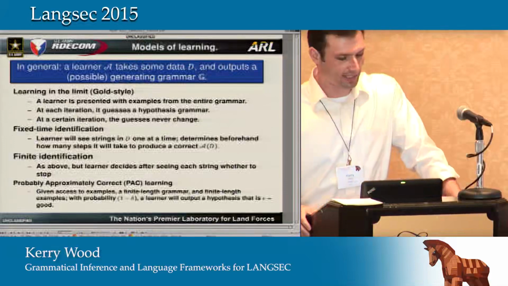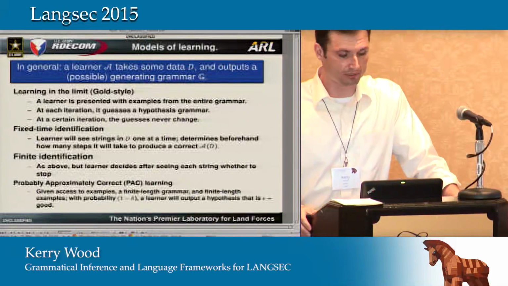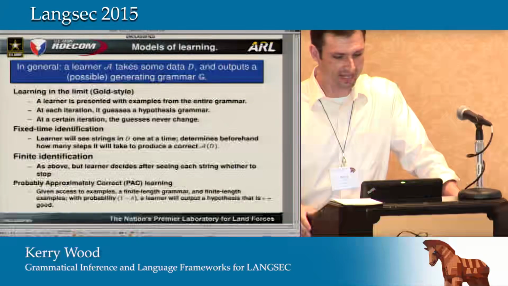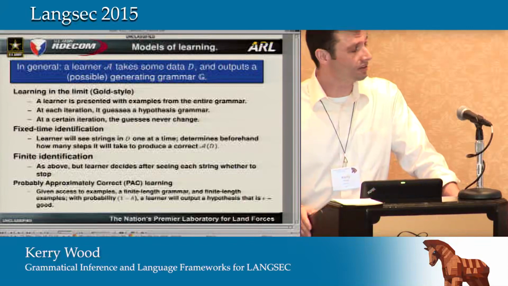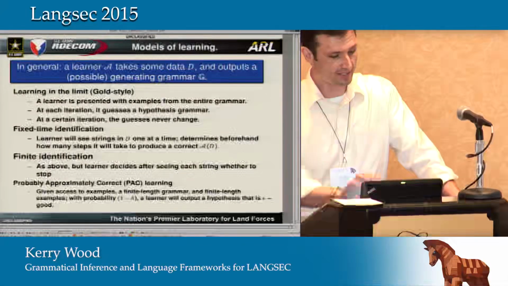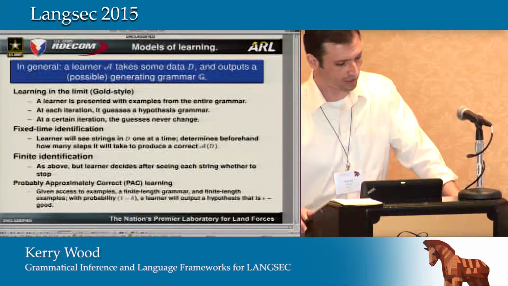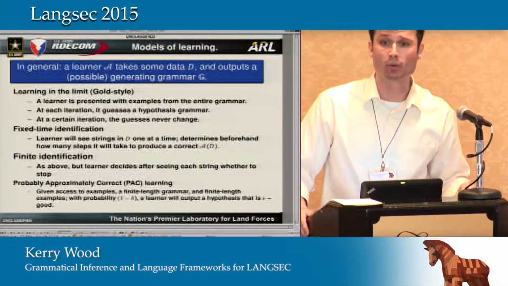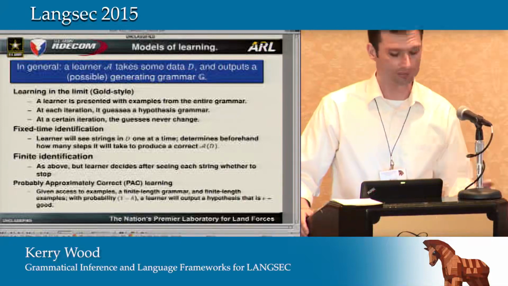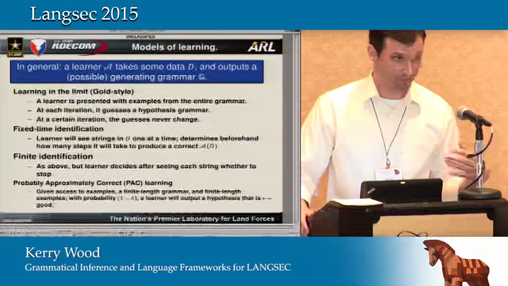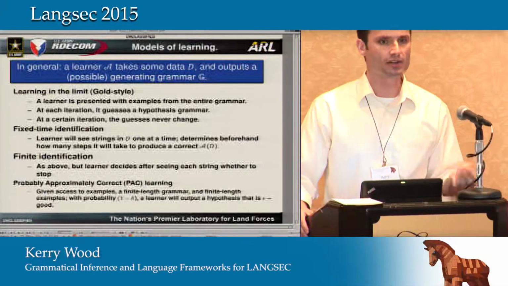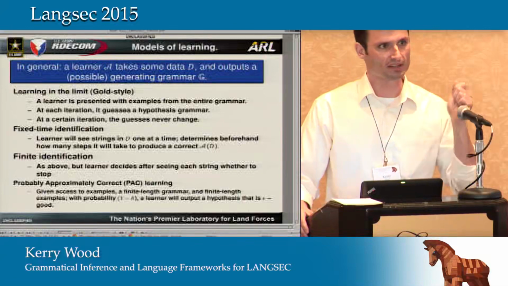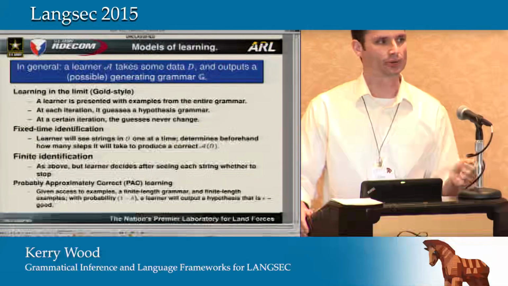So the models of learning, again, the model is pretty simple. A learner, in this case we call that script A, takes some data D and outputs a possible generating grammar G. Now, whether you can verify that grammar, that's also up for debate sometimes. And you have these specific types, and you'll hear these terms thrown around: learning in the limit, which is Gold-style learning, kind of kicked off this field of research. The learner is presented sequentially from the entire grammar, and then at each iteration it guesses. So eventually it converges on one, right, and says, I'm never going to change my guess. I think I know the grammar.